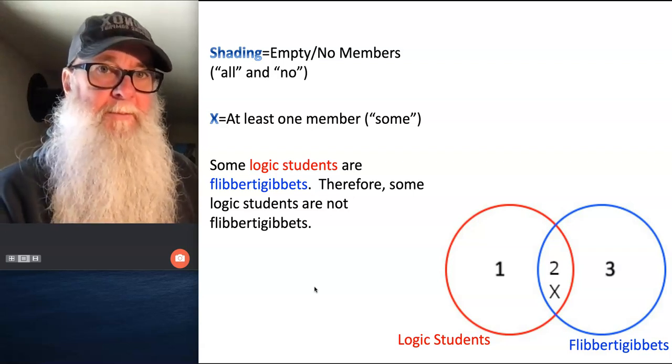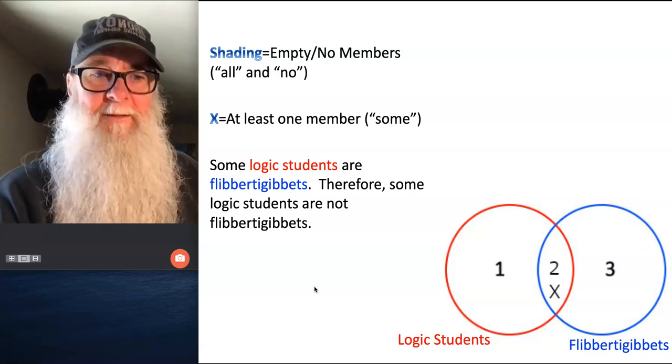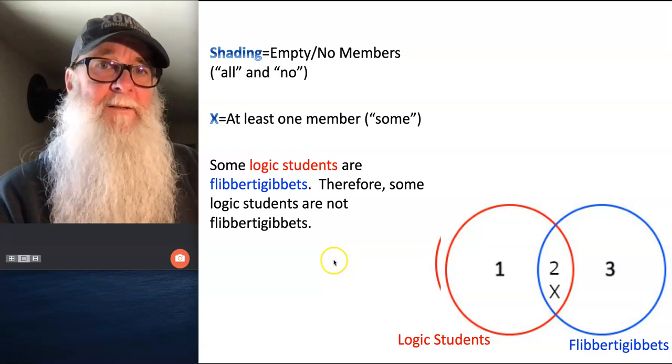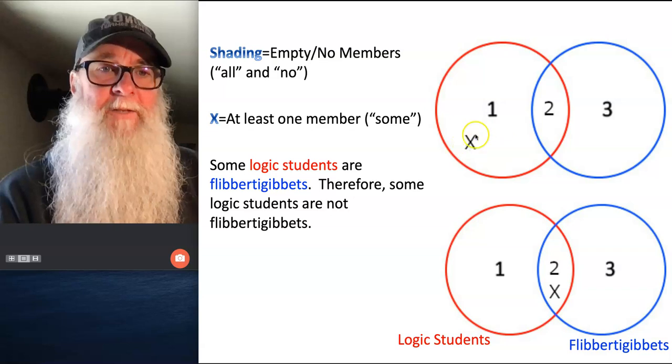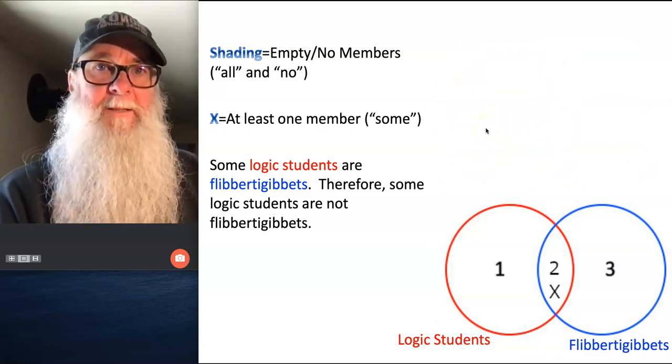And now the question for you is this. Do you see the conclusion statement? The conclusion statement says that some logic students are not flibbertigibbets. Do you see that statement reflected here? I don't. If I did, I would see something like that, right? We'd see an X over here in area 1. That shows the conclusion statement, but I don't see that here, okay?